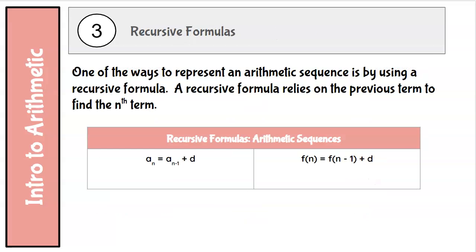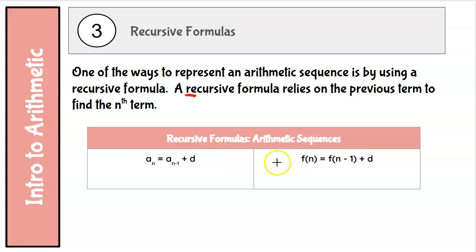One of the ways to represent an arithmetic sequence is by using a recursive formula. A recursive formula relies on the previous term to find the nth term. That prefix re means we're looking back. We're redoing it. We're going backwards in the formula. And so you always have to have the previous term. So in order to find the 63rd term, you need the 62nd term. In order to find the 10th term, you need to find the 9th term first.